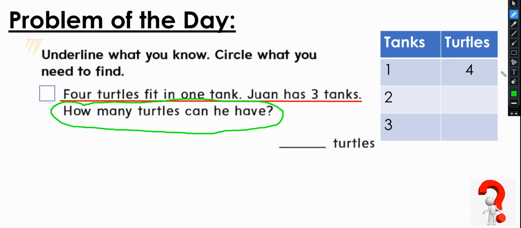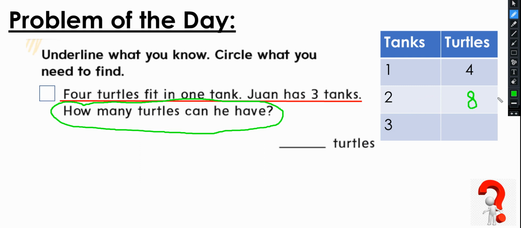We need to keep adding 4. So the pattern will be adding 4. Or we can say skip count by 4. We are used to skip counting, so we can use that skip counting in making a table and following the same pattern. So this pattern here is 4. So 4 and 4 will make 8. So in 2 tanks, 8 turtles will fit.